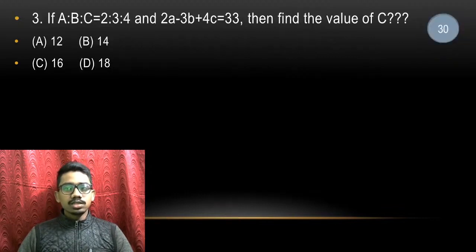Let's solve the next question. Let's solve question number 3. If A ratio B ratio C is 2 ratio 3 ratio 4 and 2A minus 3B plus 4C equals 33, find the value of C. The options are 12, 14, 16, 18. Your time starts now. Be very quick.